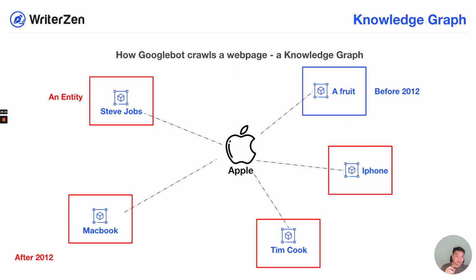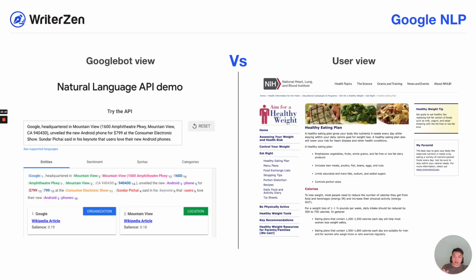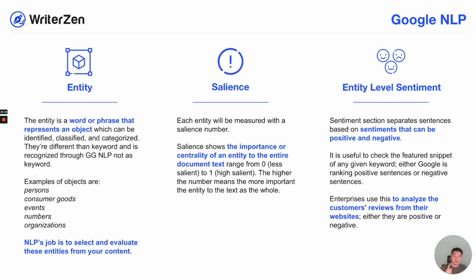So entity essentially is, I'm showing for you here. An entity is a word or phrase that represents an object which can be identified, classified, and categorized. They're different from keywords and are recognized through Google NLP, not as keywords. Examples of objects are persons, consumer goods, events, numbers, and organizations, right? So when Googlebots go in there, they scan through the context of your content and look for different entities.